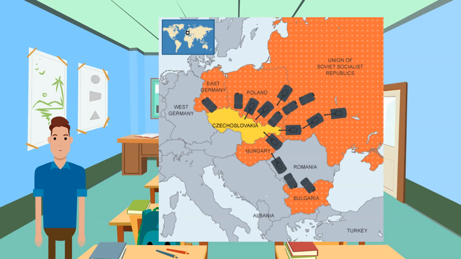Worried that Czechoslovakia was slipping from his grasp, the Soviet leader Brezhnev declared that the USSR would not allow the countries of Eastern Europe to reject communism or leave the Warsaw Pact, even if it meant a Third World War. This is known as the Brezhnev Doctrine.